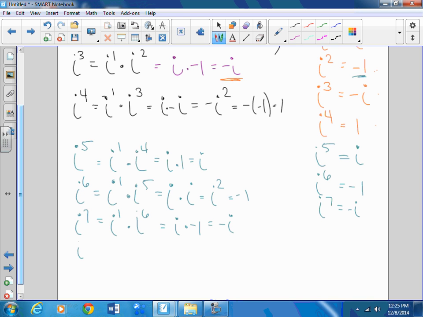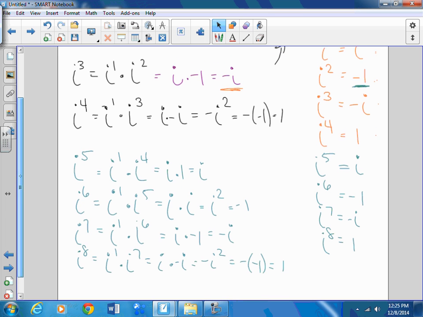Now let's do i to the eighth. Well, i to the eighth is just going to be i to the first times i to the seventh. i to the first was i, and i to the seventh we just found out was negative i. So here I get negative i squared. But I know from the first round that I did this, i squared was negative 1. So this is going to give me negative 1, which is just 1.